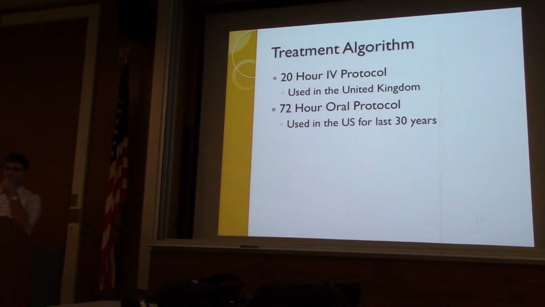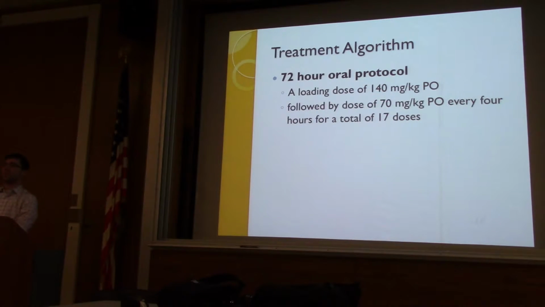And let's talk about the treatment algorithm. You have the 20-hour and the 72-hour. The 20-hour is typically used in the UK, whereas the 72-hour is used in the US for less than 30 hours. And there's a lot of different variations on this, but those are the standards. So we'll talk about the oral one, which is what we tend to use in the US. I'm sure there are going to be a lot of attendings at the end that are going to say they use either the 20-hour or the IV version of the 72-hour. Basically, you give a loading dose, and then it's followed by 70 milligrams per kilogram PO every 4 hours for a total of 17 doses.